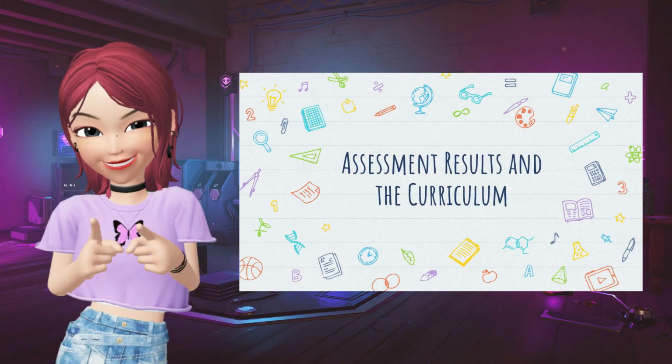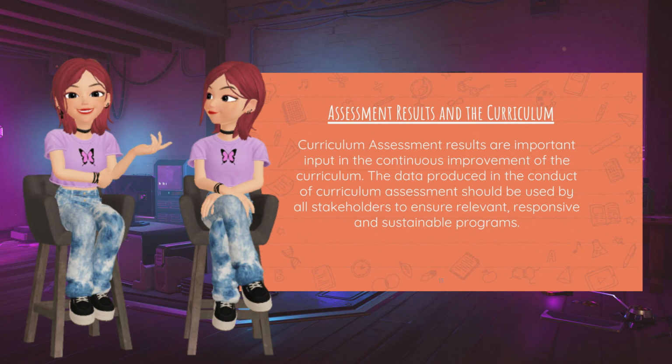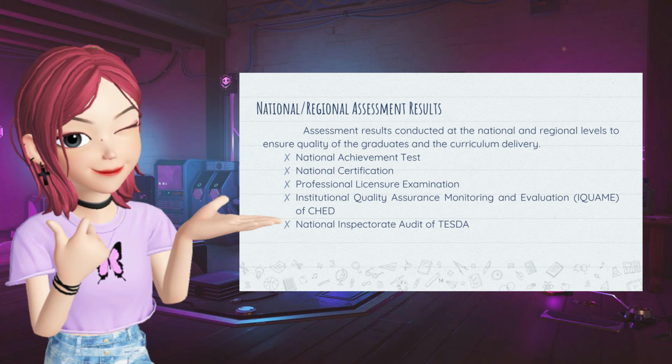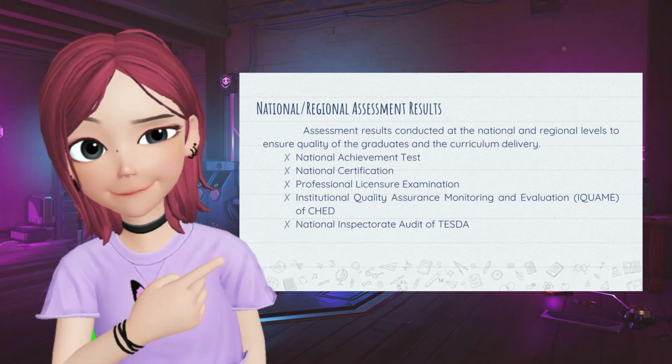Assessment results and curriculum. Curriculum assessment results are important input in the continuous improvement of the curriculum. The data produced in the conduct of curriculum assessment should be used by all stakeholders to ensure relevant, responsive, and sustainable programs. National Regional Assessment Results. These are assessment results conducted at the national and regional levels such as National Achievement Test, National Certification, Professional Licensure Examination, Institutional Quality Assurance Monitoring and Evaluation, and National Inspectorate Audit of TESDA. This is to ensure the quality of the graduates and the curriculum delivery.